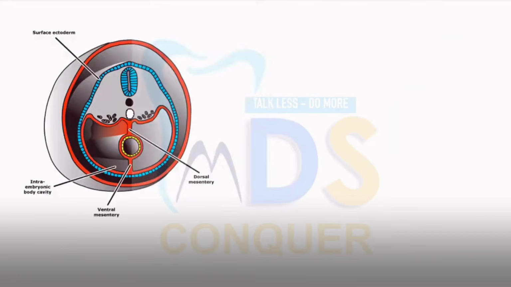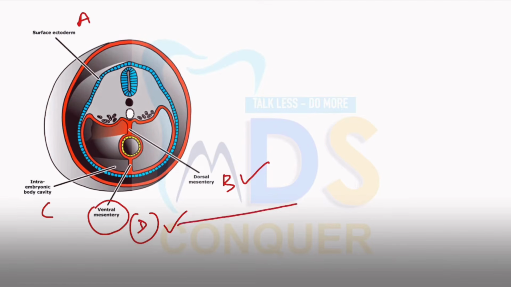Okay, right. So the next one is a question that was given in INICET. You need to make a note about identifying this. They have given A, B, C and D, so please make a note about B and D. One is the dorsal mesentery, and the second one is the ventral mesentery. The question asked which of the following ligaments is derived from the ventral mesentery.